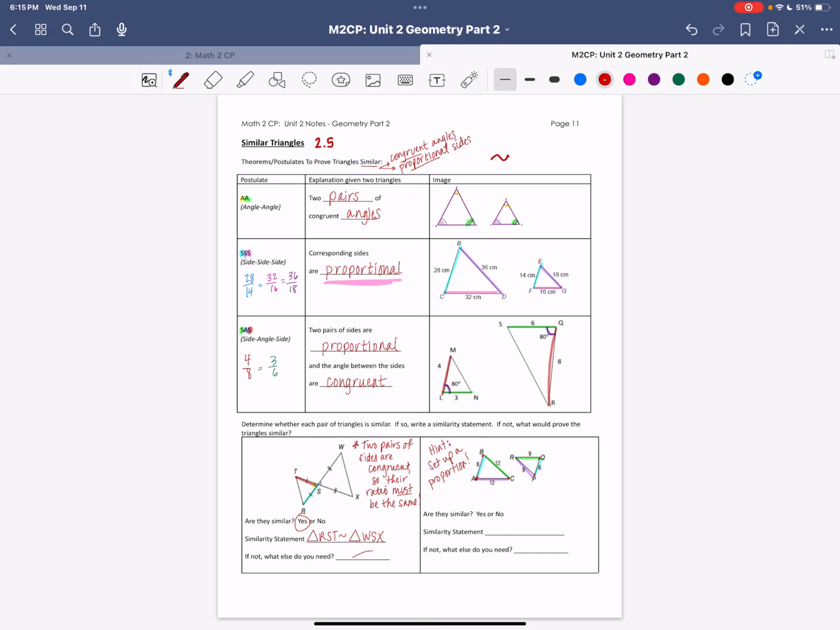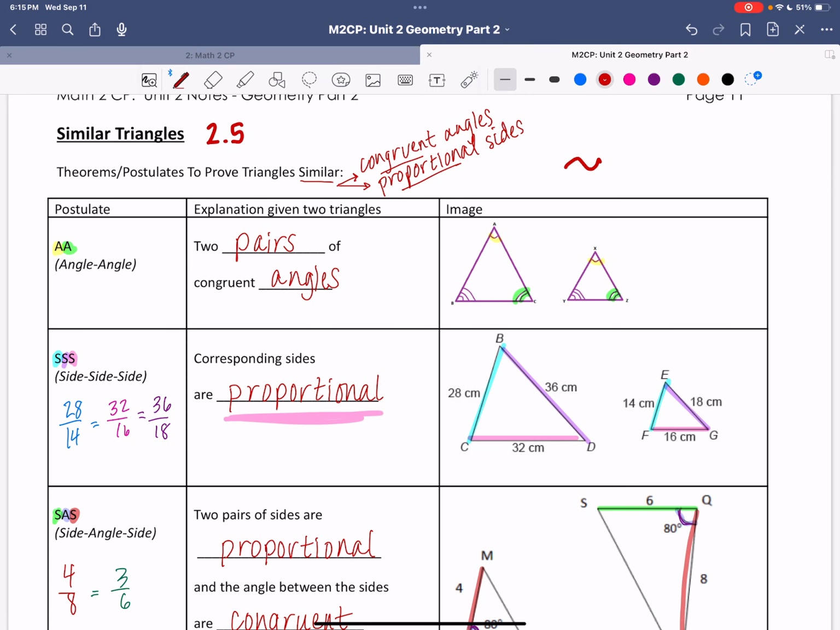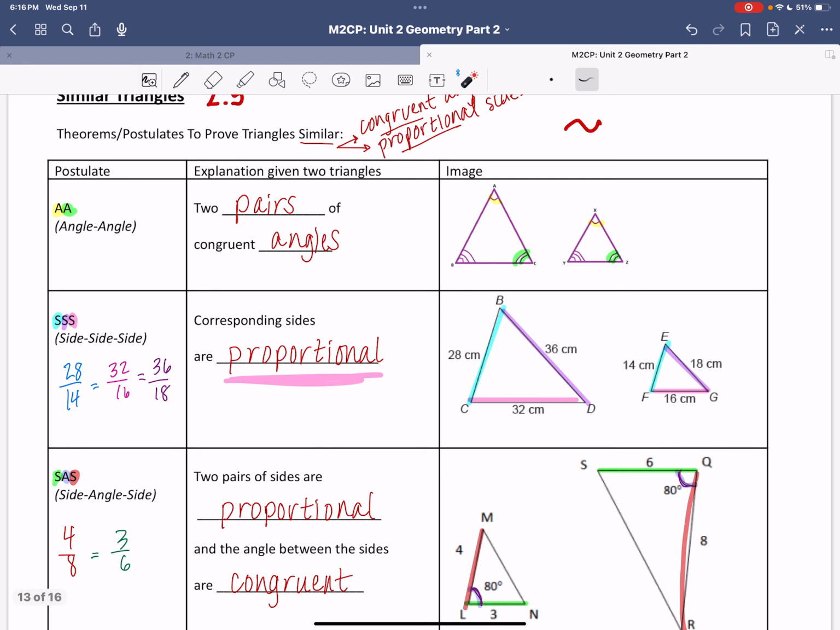All right, before we were talking about proportions and scale factors, so now we're going to move on to similar triangles. Let's get started. There are some more theorems and postulates to prove that triangles are similar. Remember that similar means congruent angles and proportional sides. The symbol for similar looks like a little wavy line, but it's actually similar.